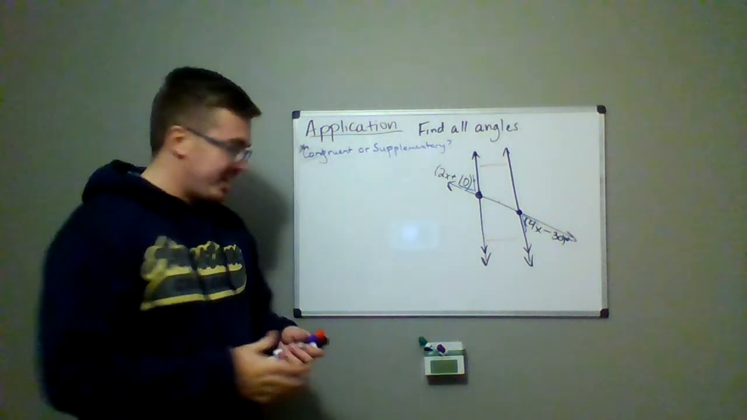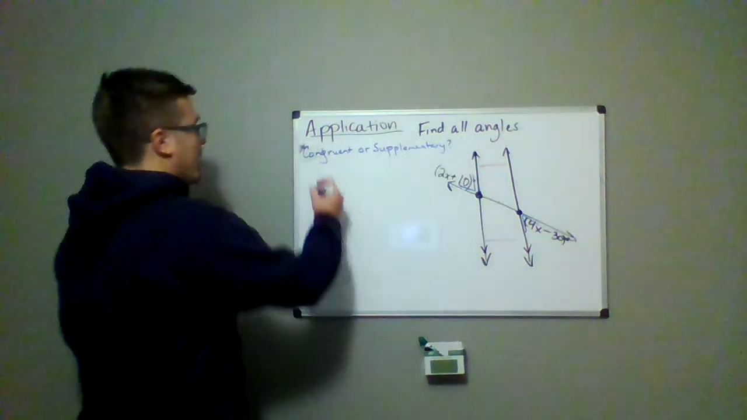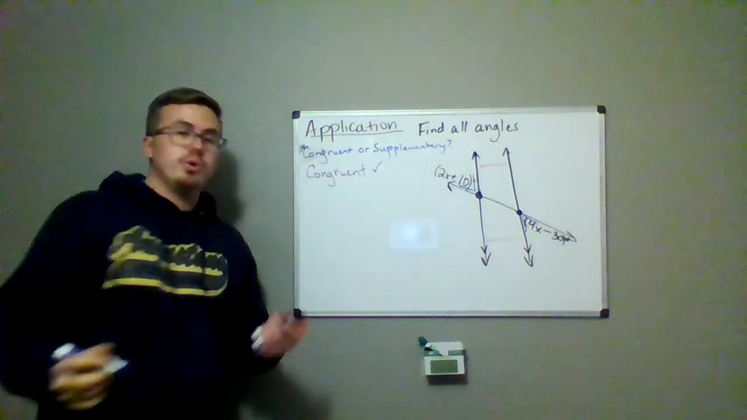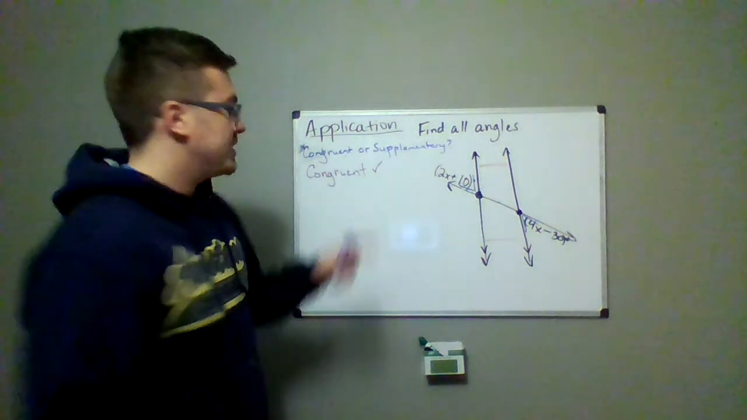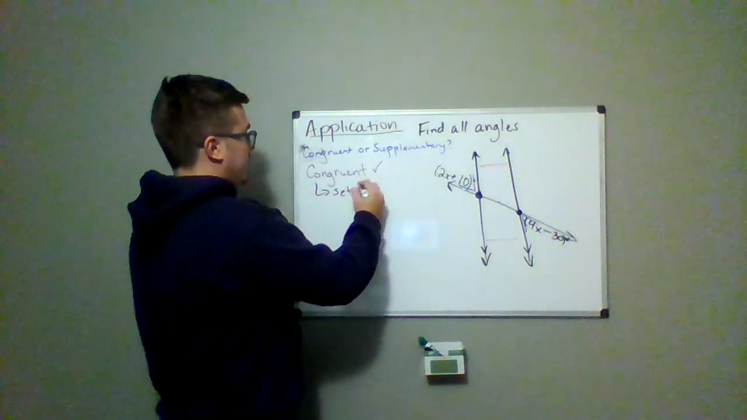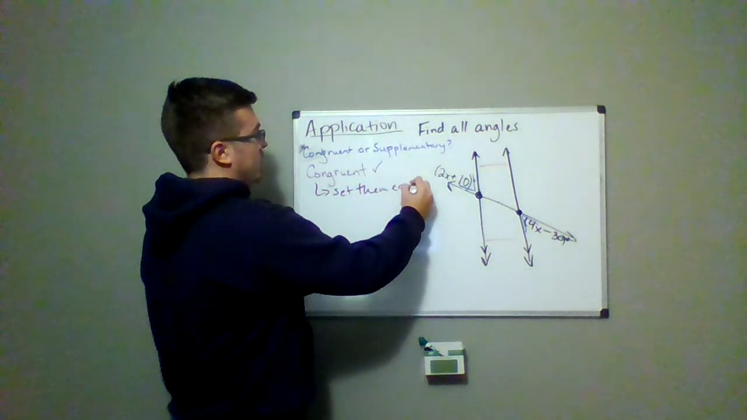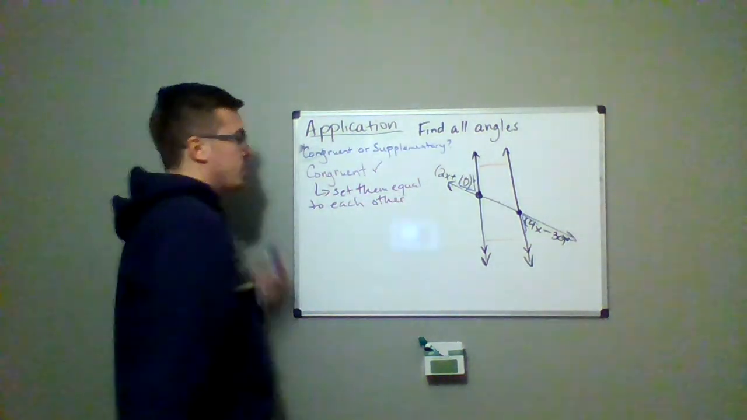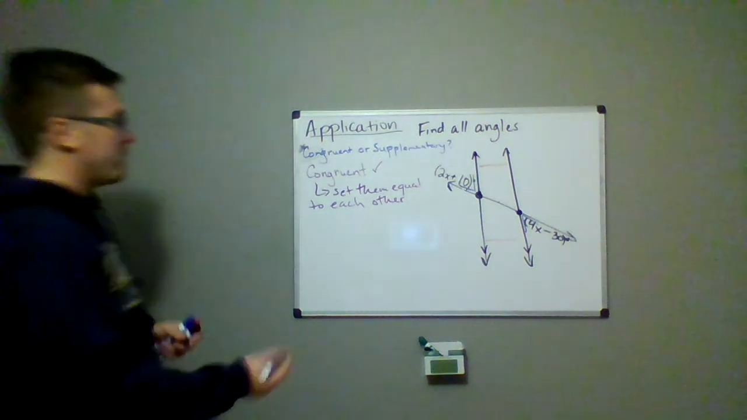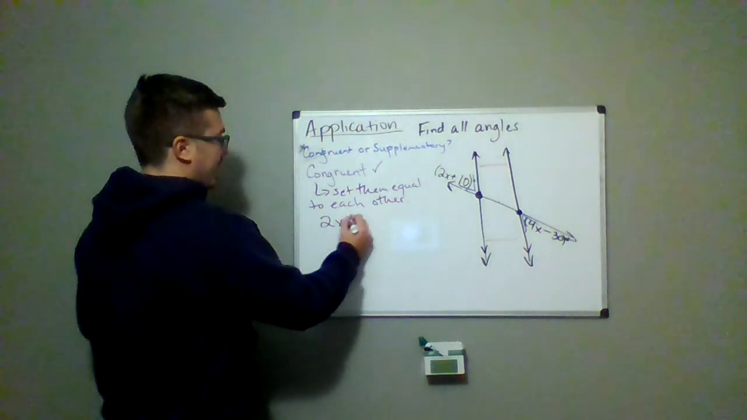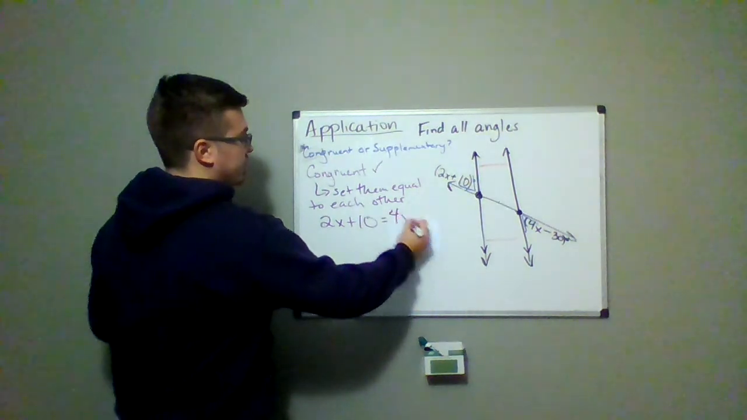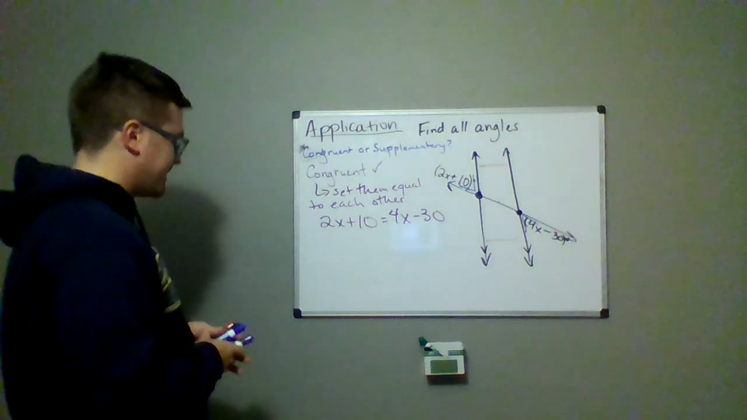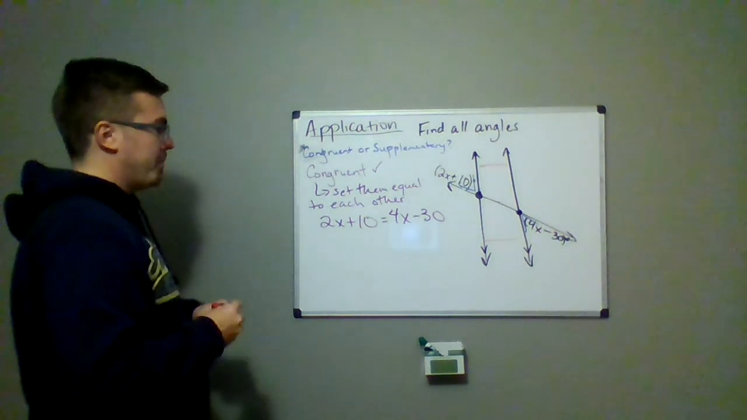And what do we know about alternate exterior angles? They are congruent. So they're congruent, which means that they're the same. So congruent means set them equal to each other. So I'm looking at those 2 angles. I'm going to set them equal to each other. I've got 2x plus 10 is equal to 4x minus 30. So then I'm going to go through my step-by-step procedure. I'm going to make my t-chart.